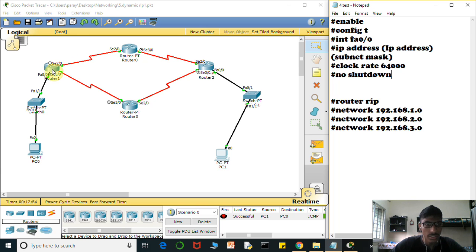The second router has two interfaces, and the third also has two interfaces, and the fourth one has again three interfaces. So I have assigned all the IP addresses to the routers using these commands.